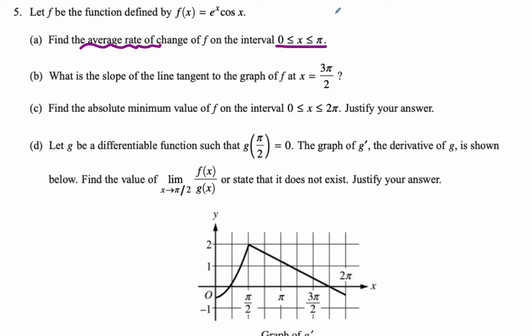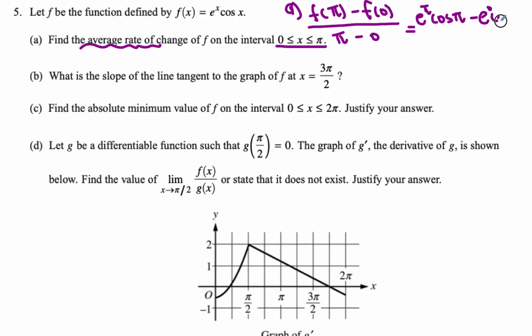So to figure out part A, what I'm going to do is f of pi minus f of 0, so change of y's, divided by pi minus 0. So when you plug in pi, then we're going to get e to the pi and cosine of pi. Since I don't have much space, I'm going to move them over here, okay. Cosine of pi minus e to the 0 cosine of 0 over pi.